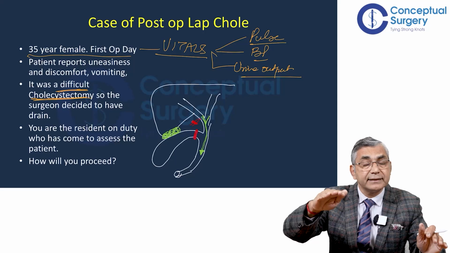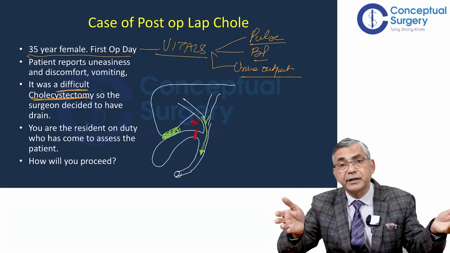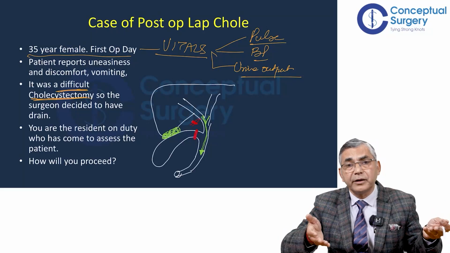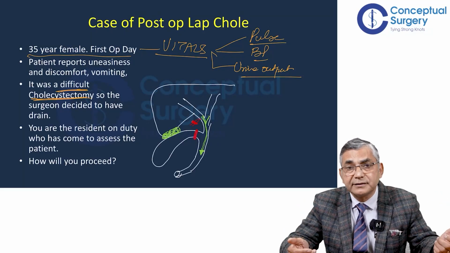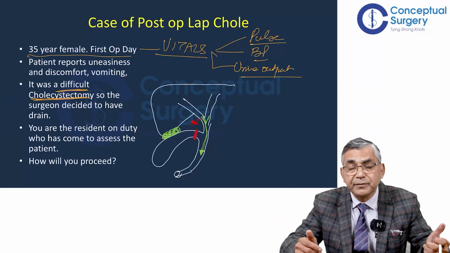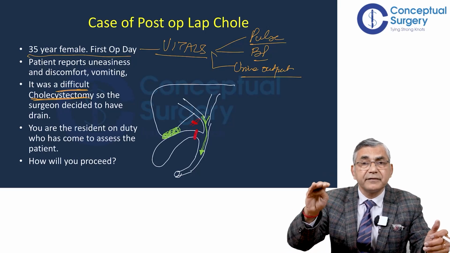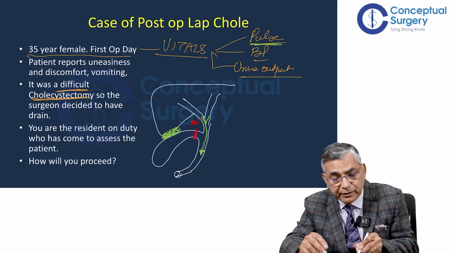If sepsis has happened, now sepsis takes 24 to 48 hours. So you don't expect sepsis to set in just 12 or 24 hours after the surgery, even if there is a bile leak. So the blood pressure may not be down, but the pulse is the first indicator. That is very, very important.